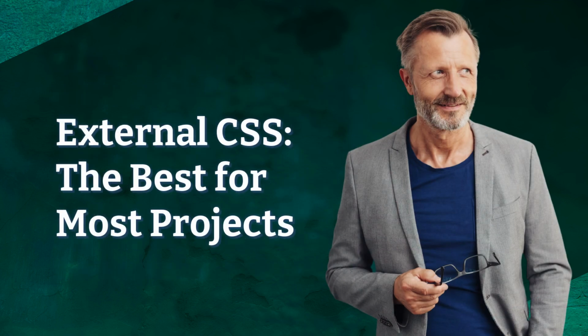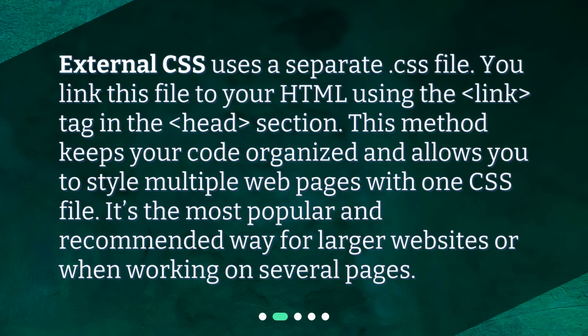External CSS, the best for most projects. External CSS uses a separate .css file. You link this file to your HTML using the link tag in the head section. This method keeps your code organized and allows you to style multiple web pages with one CSS file. It's the most popular and recommended way for larger websites or when working on several pages.